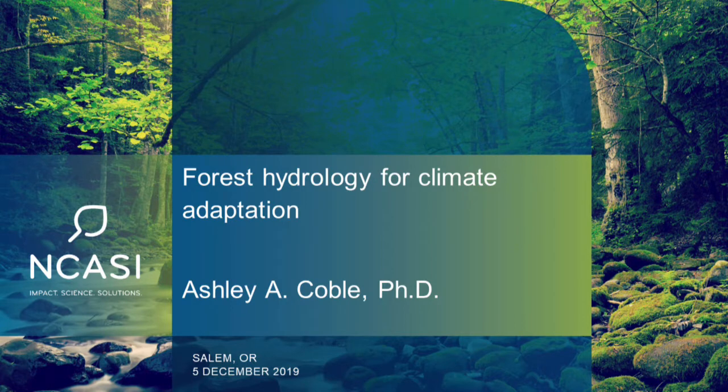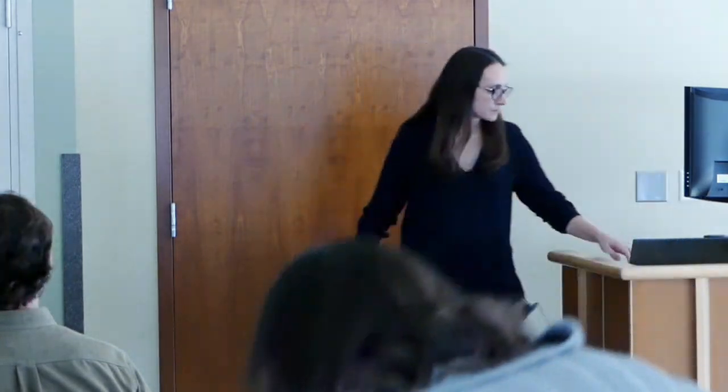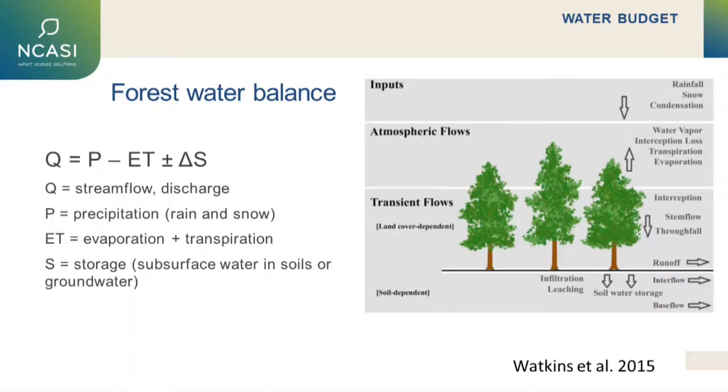My name is Ashley Coble, and I am a forest watershed scientist with NCASI, based in Corvallis, Oregon. My background is really biogeochemistry of both terrestrial and aquatic ecosystems. Today I'm going to talk specifically about the issue of water quantity, and particularly I'm interested in water quantity in stream flow.